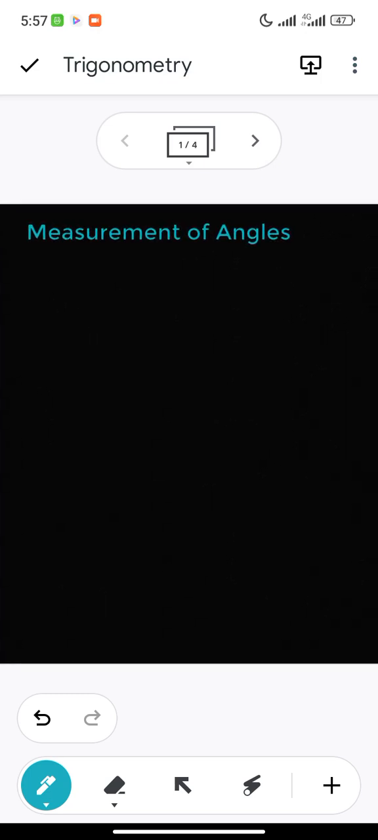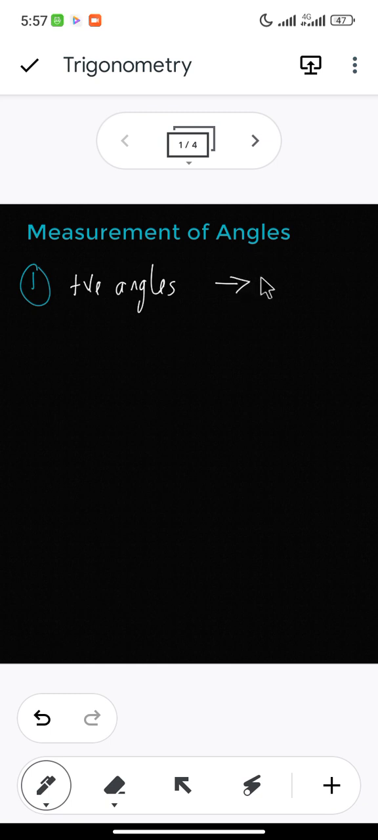Alright, so in this video, we're going to talk about measurements of angles. Now, it's important to note a few things. First thing to note is that positive angles are measured in an anti-clockwise direction. So positive angles are measured in an anti-clockwise direction.